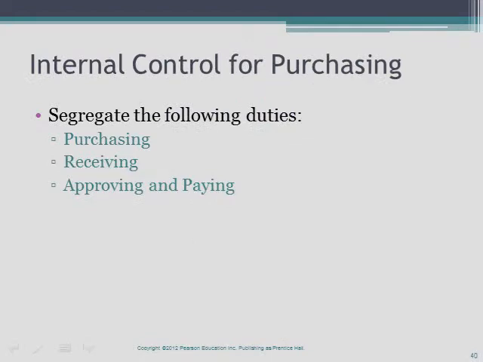For good internal control, the purchasing agent should neither receive the goods nor approve the payment. If these duties aren't separated, a purchasing agent can buy goods and have them shipped to his or her home, or a purchasing agent can spend too much on purchases, approve the payment, and split the excess with the supplier. To avoid these problems, companies split the following duties among different employees: purchasing goods, receiving goods, and approving and paying for goods.